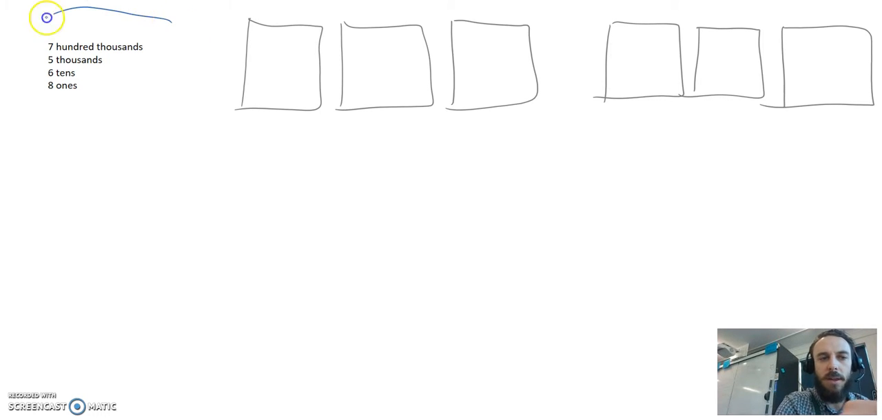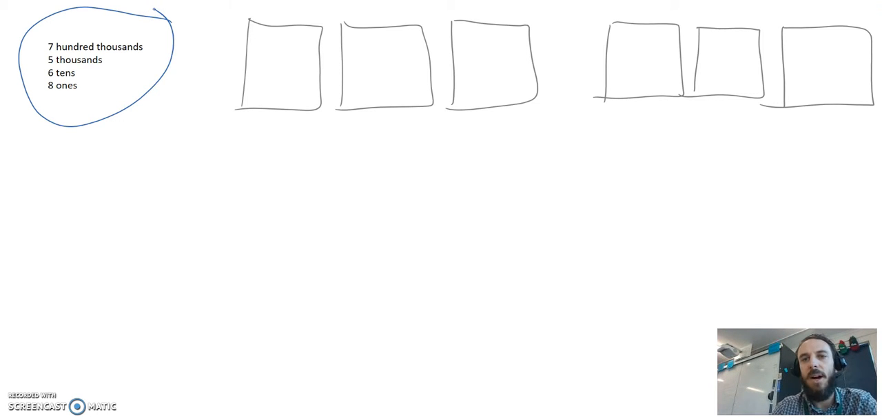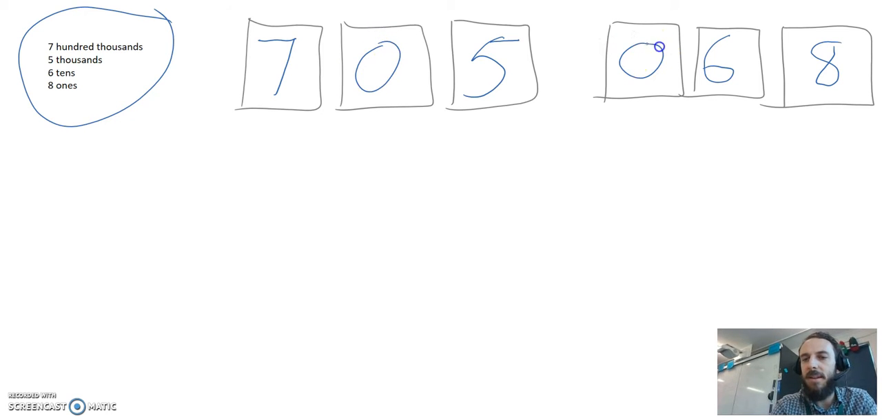So let's first have a look at this. This is telling us what our six-digit number is. It's saying there are 700 thousands. Because I'm an expert in place value, I know that this is my hundred thousands column, so I can write my 7 in there. It's saying there is 5 thousands. I know that this is my thousands column. It's saying that there are 6 tens, which I know is here, and 8 ones, which I know is here. Because it's telling us that there is nothing in these other two, we can go ahead and write zeros in there. I've done step 1. I've written my six-digit number numerically.